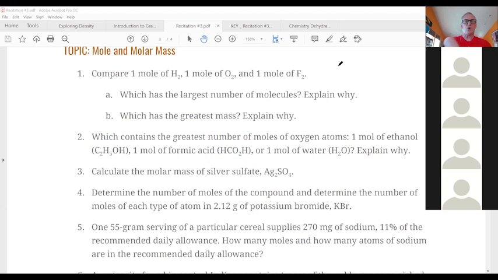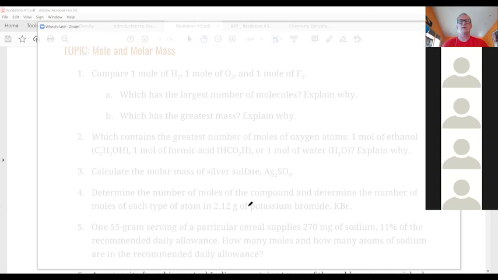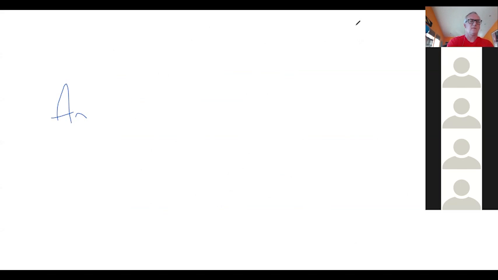So how do we calculate the molar mass of a molecule? How do we go about doing that? So if I have silver sulfate, that's the molecular formula for silver sulfate. What does the molecular formula mean? What is that telling me? So I've got silver sulfate, Ag2SO4. What is that saying? What do those numbers mean?